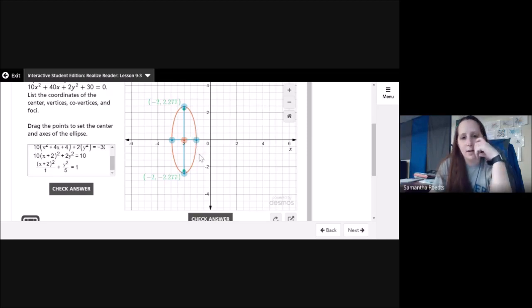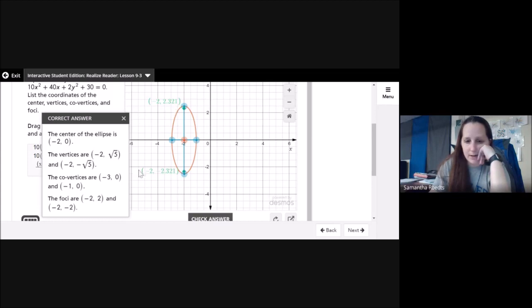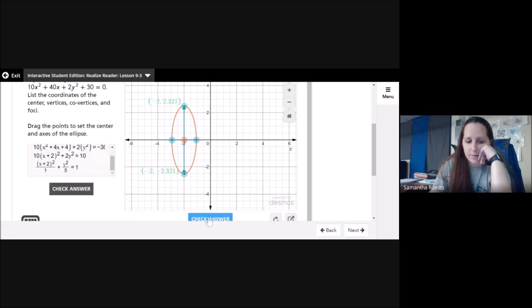Okay. All right, and then my foci are at negative 2, 2. Negative 2. So center is at negative 2, 0. Vertices are at negative 2, square root of 5, and negative 2, negative square root of 5. Co-vertices are negative 3, 0, and negative 1, 0. And the foci are at negative 2, 2, negative 2, 2.